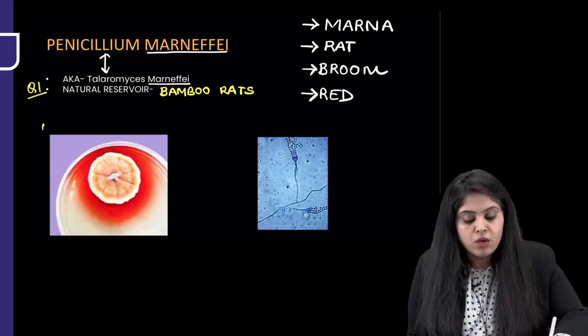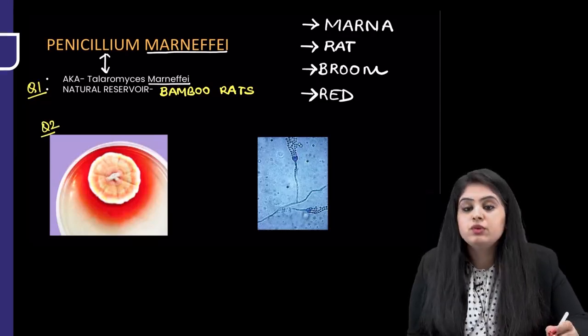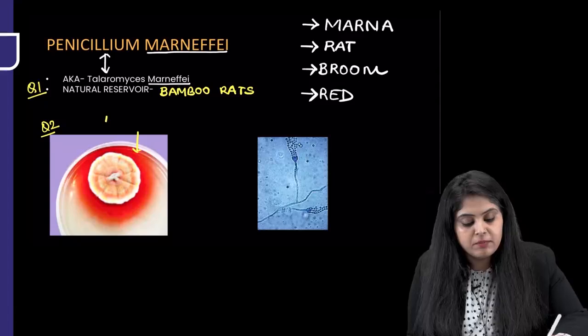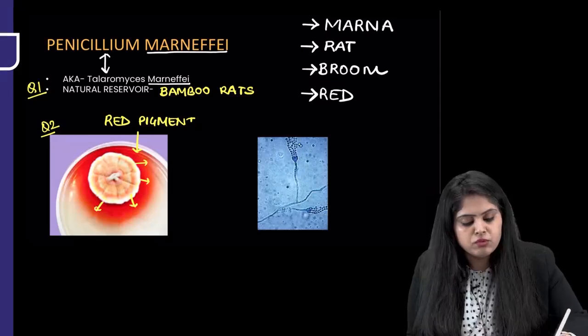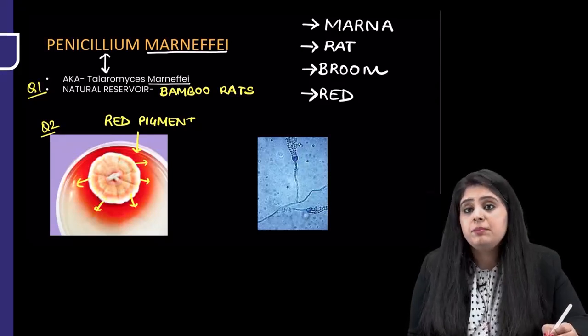Question number 2. What is the pigment that it is going to show you? Can you see there is a red color pigment that I have in front of us? Yes, this is a red color pigment and it is trying to diffuse out to some extent. So there is a red color pigment formed.